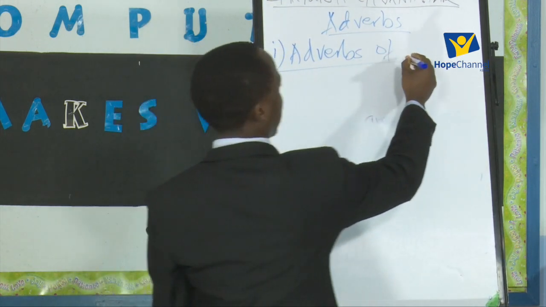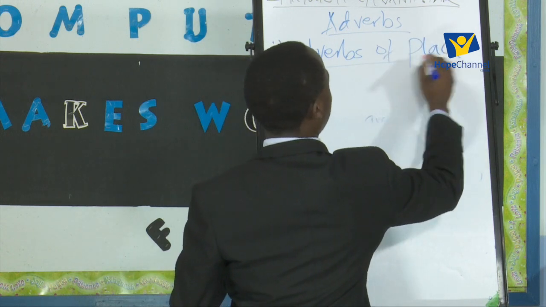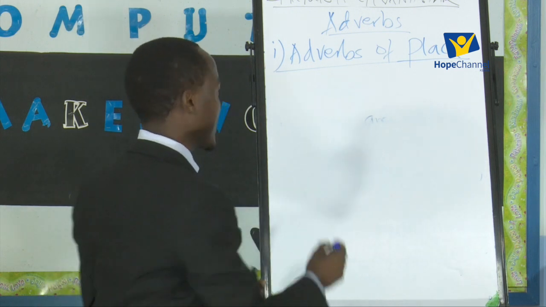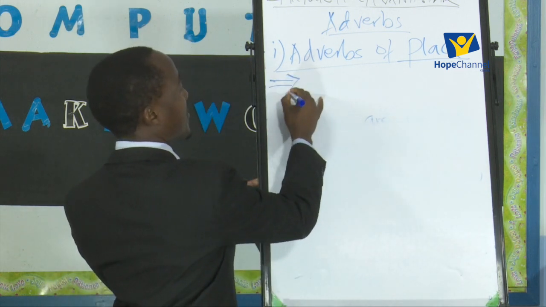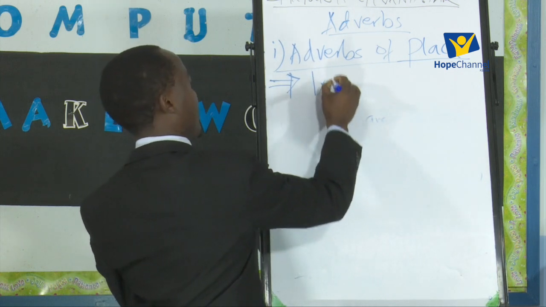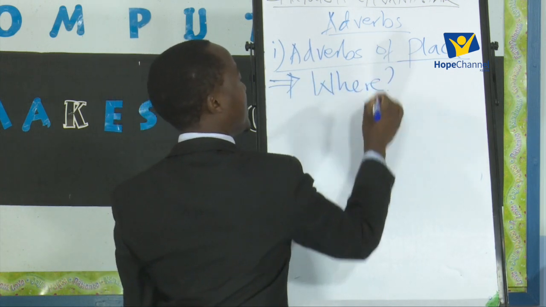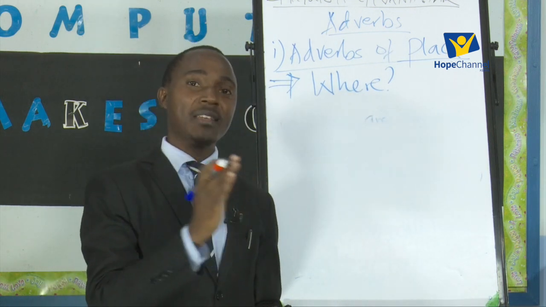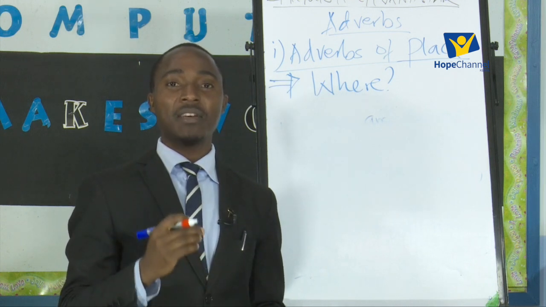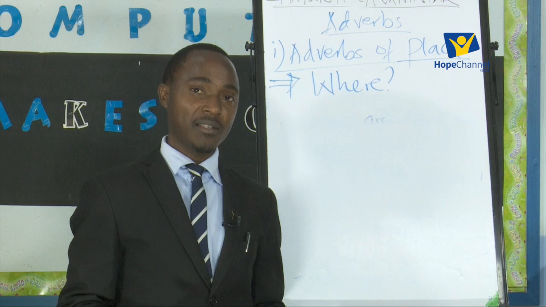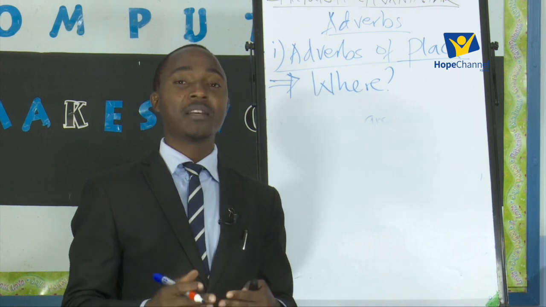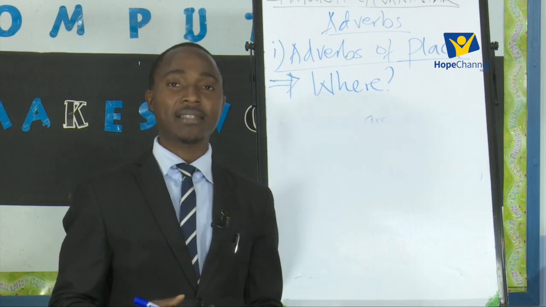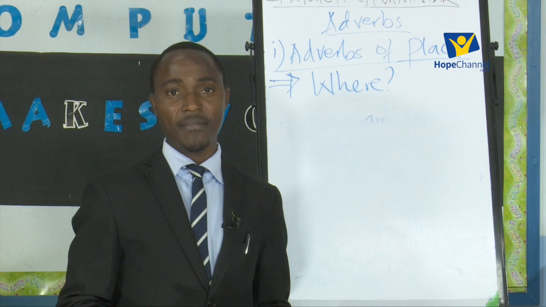adverbs of place. So the first one was adverbs of time. Now we're looking at adverbs of place. And here, these adverbs answer one question: where? So whenever you have adverbs in a sentence, just ask yourself where. If there is a word in that sentence that answers the question where, then know that is an adverb of place. So that means adverbs of place will tell us where an action took place or will take place or has taken place depending on time.